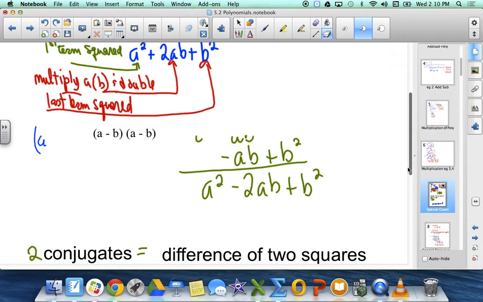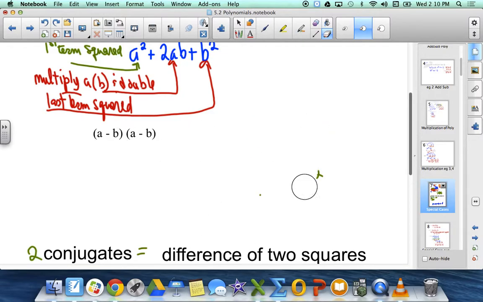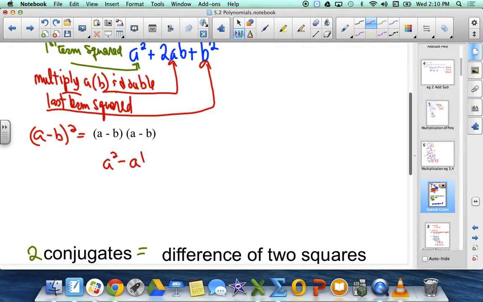The same applies here, except for the fact that this is a minus b times a minus b, which is the same thing as a minus b squared. You should write it down twice. When you multiply this together, you get a squared minus ab, then minus ab plus b squared. So you squared the first term, you've multiplied these together and doubled it, and you square the last term.